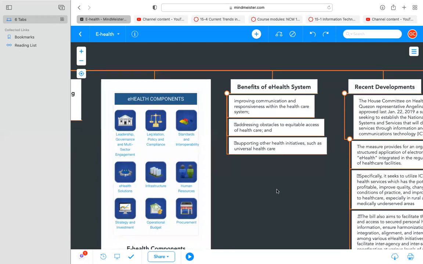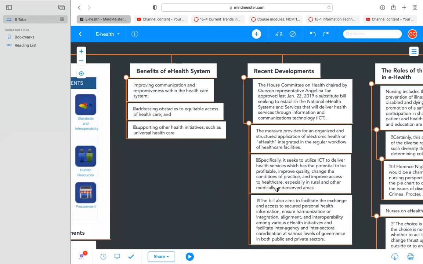Now you will be able to see in the DOH website on eHealth. So what are the benefits? Of course, it improves communication. Benefits of eHealth system improves communication and responsiveness within the healthcare system. It also addresses obstacles to equitable access of healthcare and support other health initiatives such as universal healthcare law. So it becomes easier to do all this.